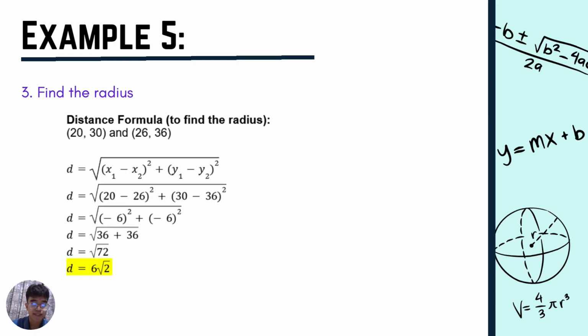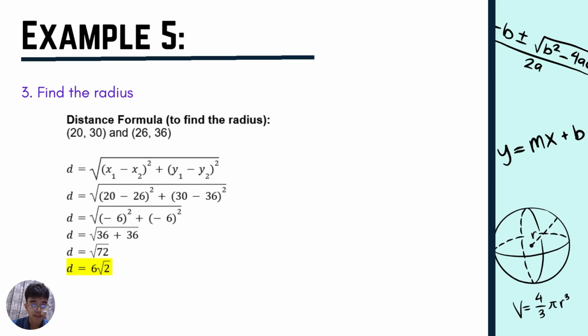So we will utilize the distance formula to find the radius. Take note that x sub 1 is 20 and y sub 1 is 30, and our x sub 2 is 26 and our y sub 2 is 36. So we all know that the distance formula is d is equal to the square root of (x sub 1 minus x sub 2) squared plus (y sub 1 minus y sub 2) squared.